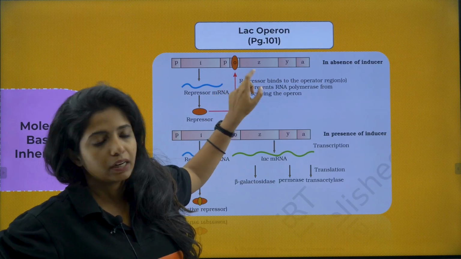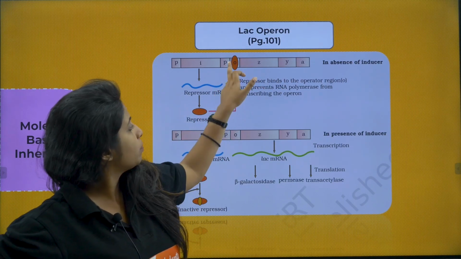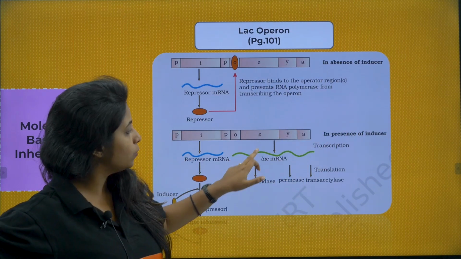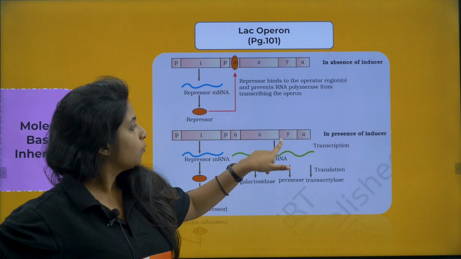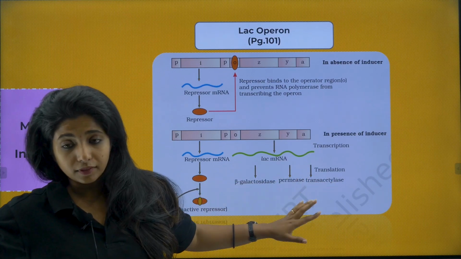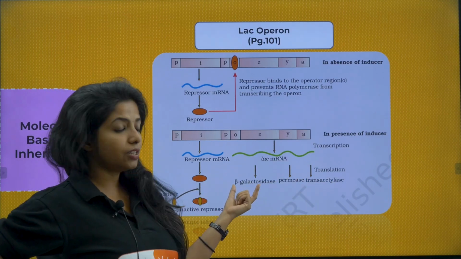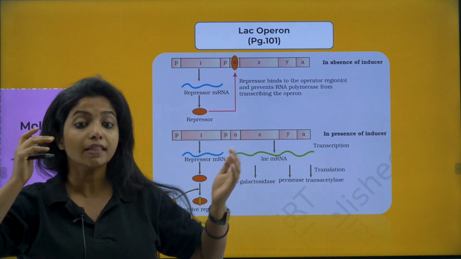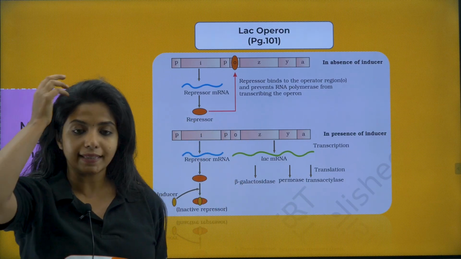They also have an operator region. On this operator region comes and binds a repressor protein which does not allow transcription to happen. You should know what does Z do. Z produces beta-galactosidase, Y produces permease, and A produces trans-acetylase. Okay, and beta-galactosidase is there for breaking down the lactose. Okay, permease is for letting in the lactose into the E. coli and things like that.